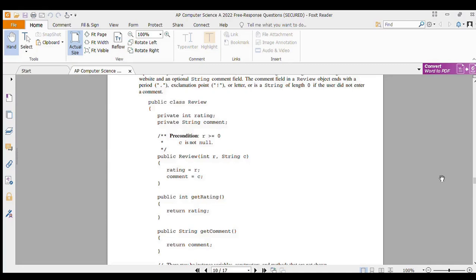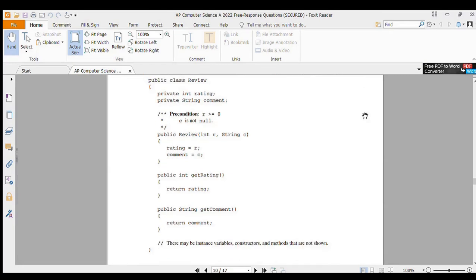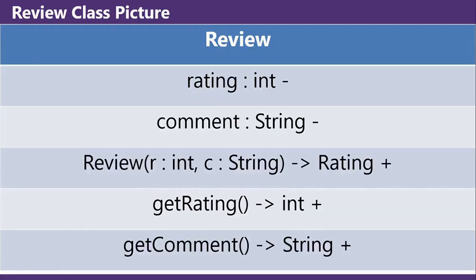For the first part of question 3, we're looking at the Review class. It has a private int member rating, a private string member comment, a public Review constructor that takes in an int argument R and a string argument C, a public rating getter, and a public comment getter. For the Review class, you'd draw this picture.